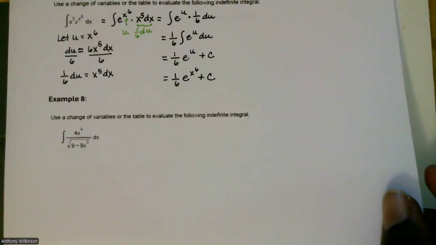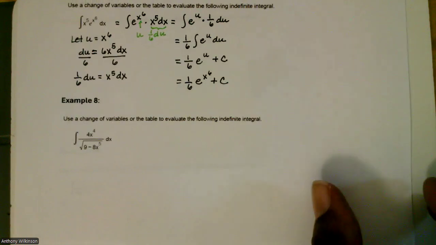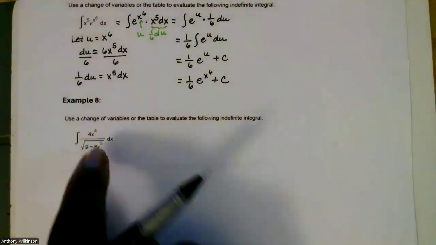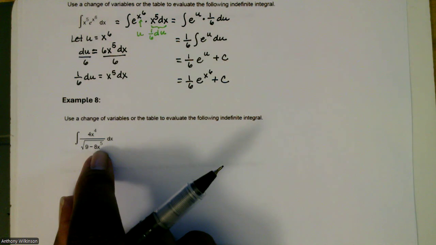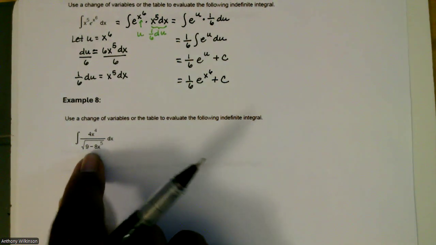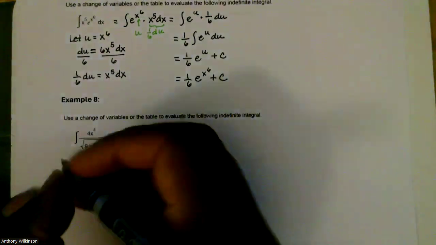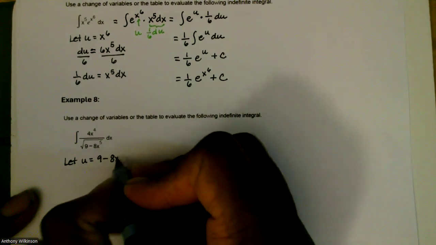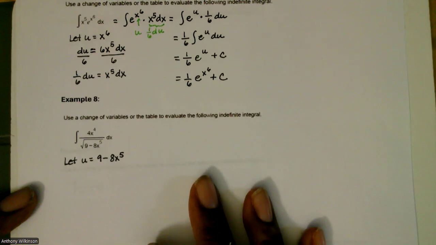All right, now let's take a look at this one right here. Here we got the integral of 4x to the fourth divided by the square root of 9 minus 8x to the fifth dx. And I don't think we're going to be able to use one of those inverse trigonometric functions. So what we'll have to do here is just integrate by substitution, by letting the u be what's underneath that square root symbol. So I'm going to let u equal 9 minus 8x to the fifth.